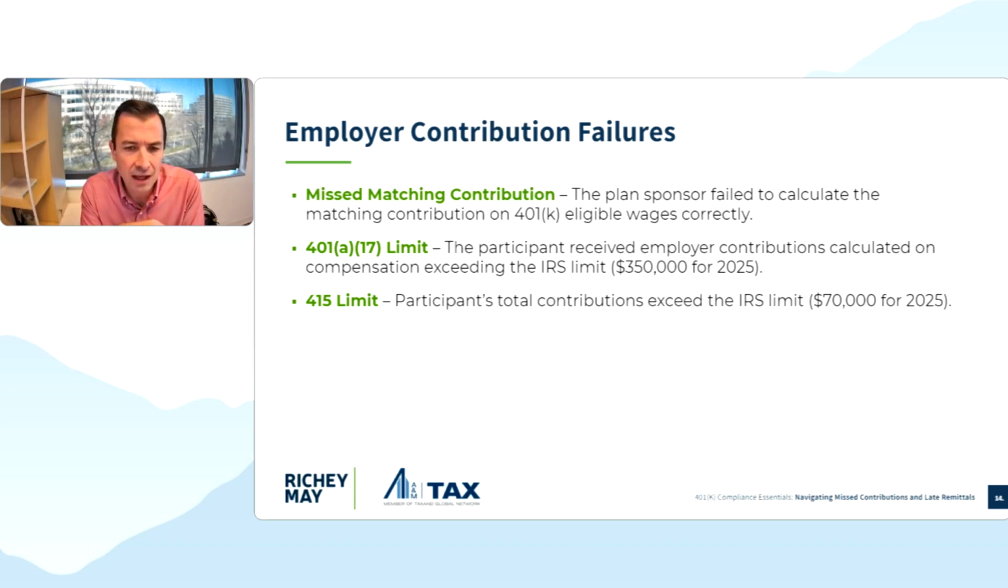Final one is that contributions across all source types are maxed out at $70,000 in 2025. So if you have very rich employer contributions, you need to make sure that when you add those together with deferrals and match and everything else, it's not in excess of $70,000. So there, for both 401(a)(17) and the 415 limit, what you have to do is just go back and take those amounts out of the participant accounts.